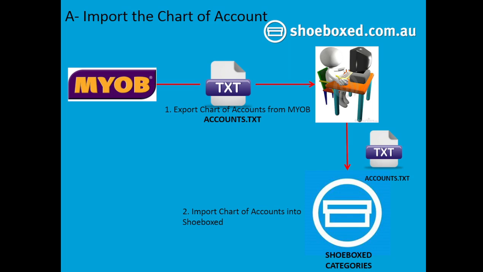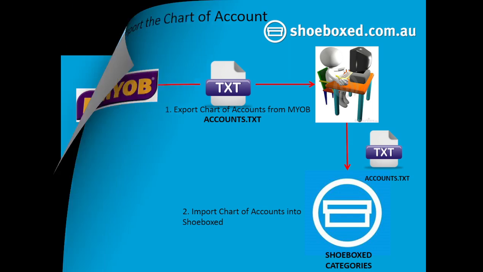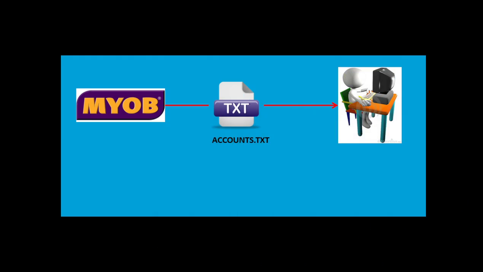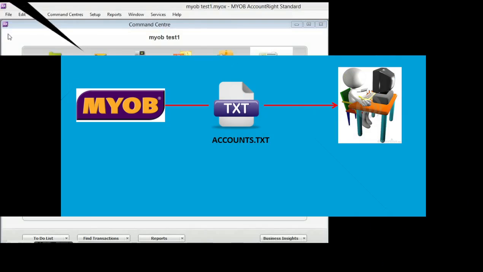We'll first go to MYOB. From there we're going to export a file called account.txt. We'll save that on your desktop. Then we're simply going to use that file and import it into Shoeboxed. That will be your MYOB chart of accounts. Let's start with the export of the accounts from MYOB.